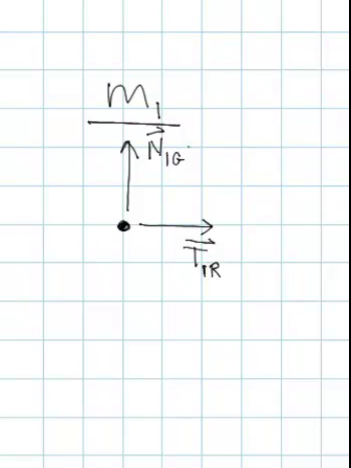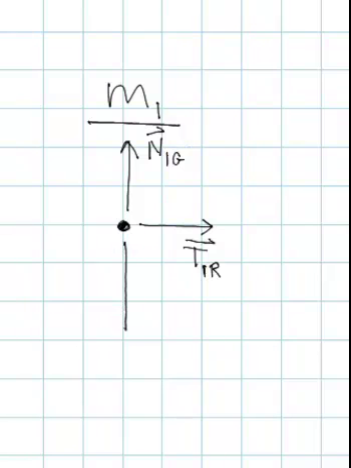And those are the only two objects that are touching M1, the rope and the ground. And we only know of one force right now that can reach in from a distance and influence M1, and that's gravity. So I'll put the force of gravity here.